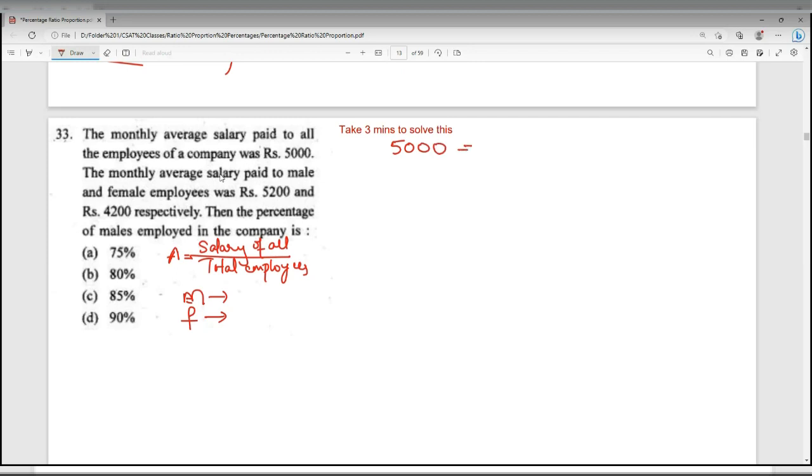Average is equal to the sum of the salaries of all the persons divided by the total employees. In this case, there are only male and female, so we are going to take it as M plus F. So from this equation itself, we know that the combined salary of all the employees is equal to 5,000 into M plus F.